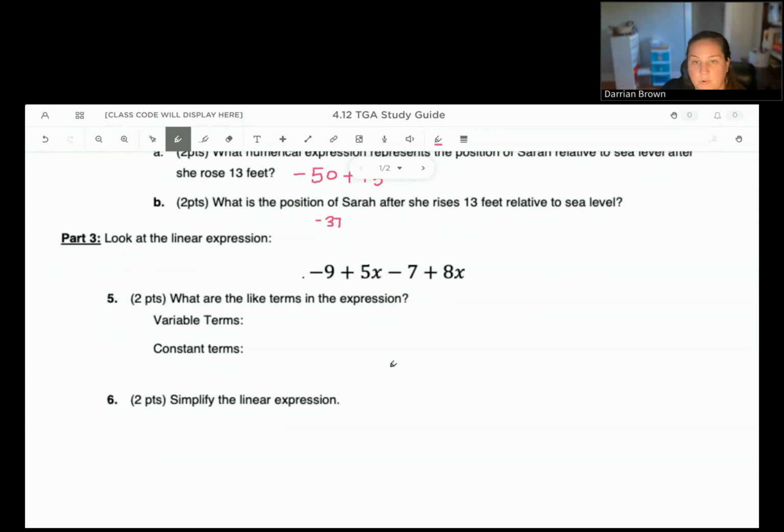And then down to part 3, we're given a linear expression here. Number 5 wants to know what are the like terms in this expression. It wants the variable terms and the constant terms. So remember, variable terms are any term that has a variable attached to it. And a variable is represented by a letter. So here we have positive 5x and positive 8x. So I'm going to write 5x, comma, 8x. Then the constant terms are any terms that do not have a variable. So that's going to be negative 9 and negative 7.